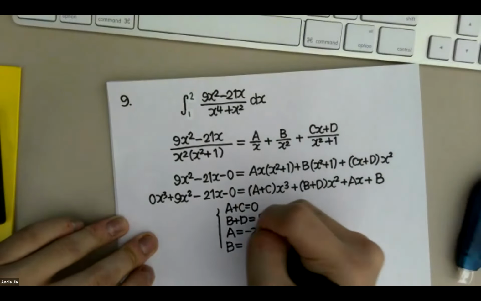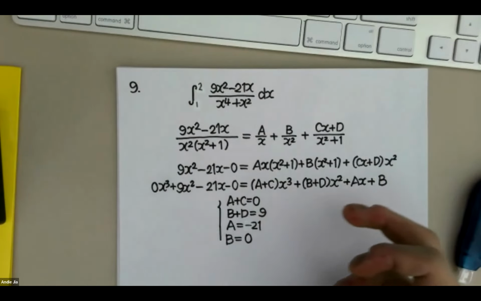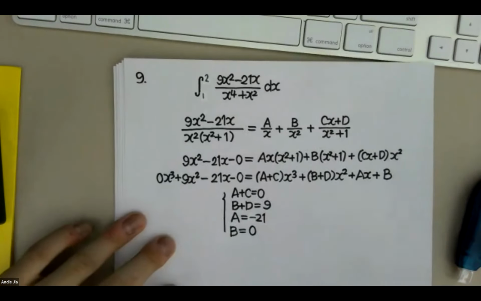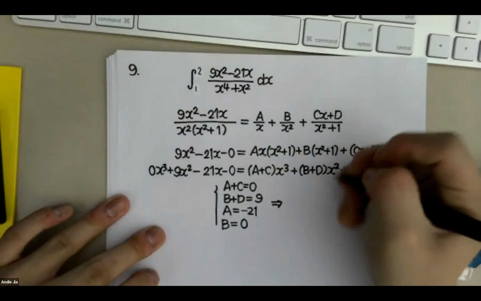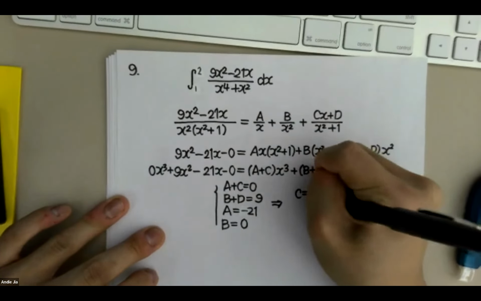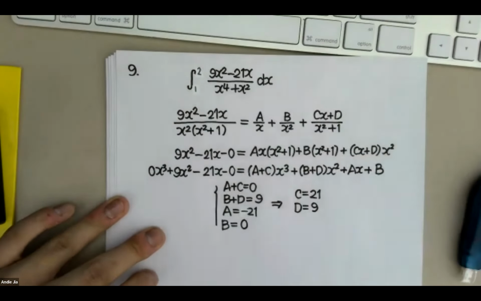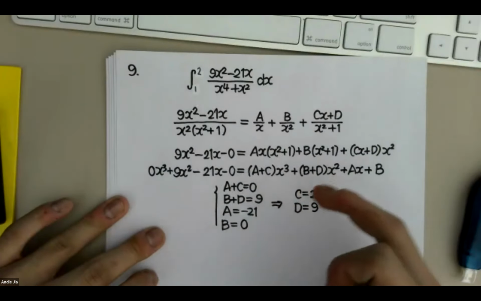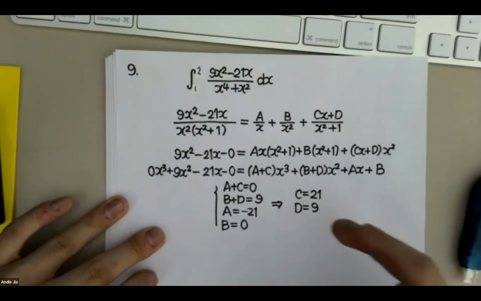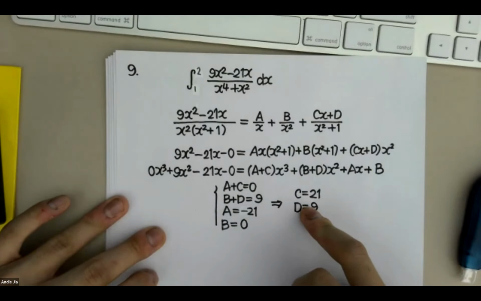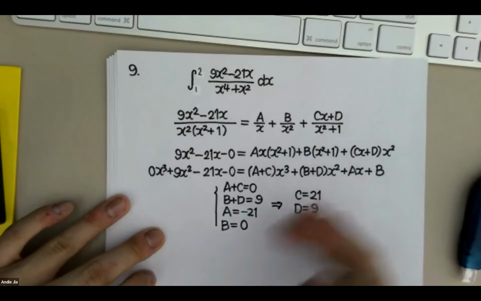B is 0 here. Then we can solve this and we get C is 21 and D is 9. So A is negative 21, B is 0, C is 21, D is 9. Is there any problem, is there any error you spotted? Please let me know.